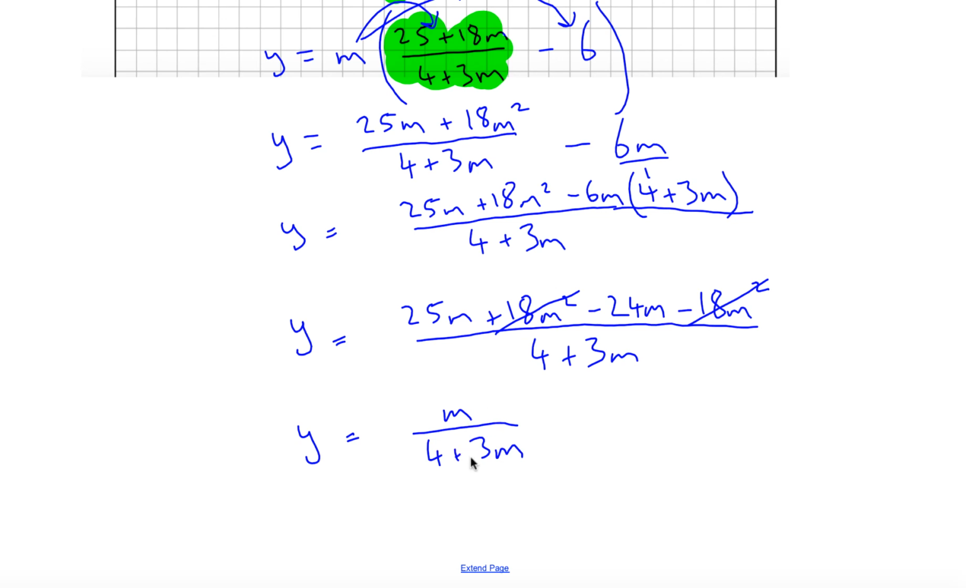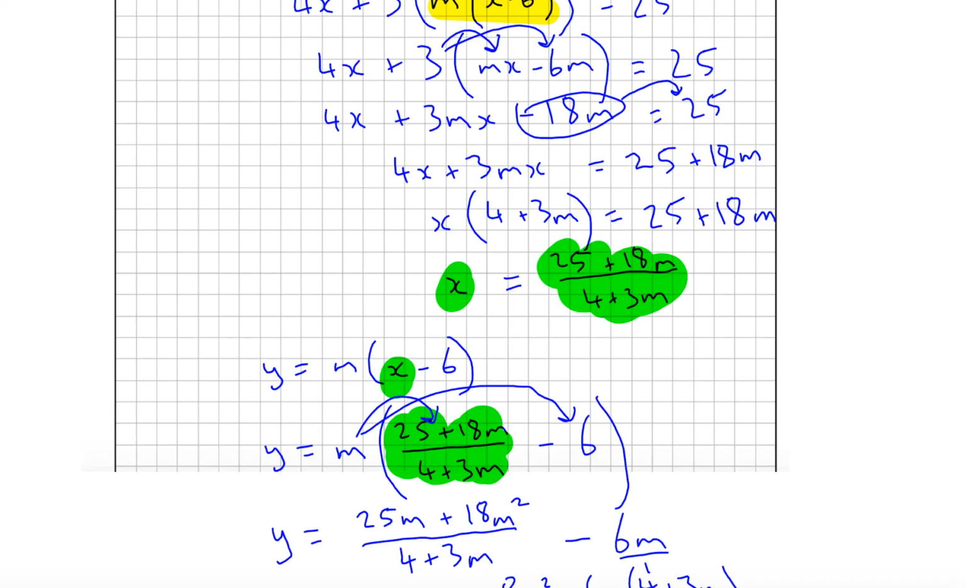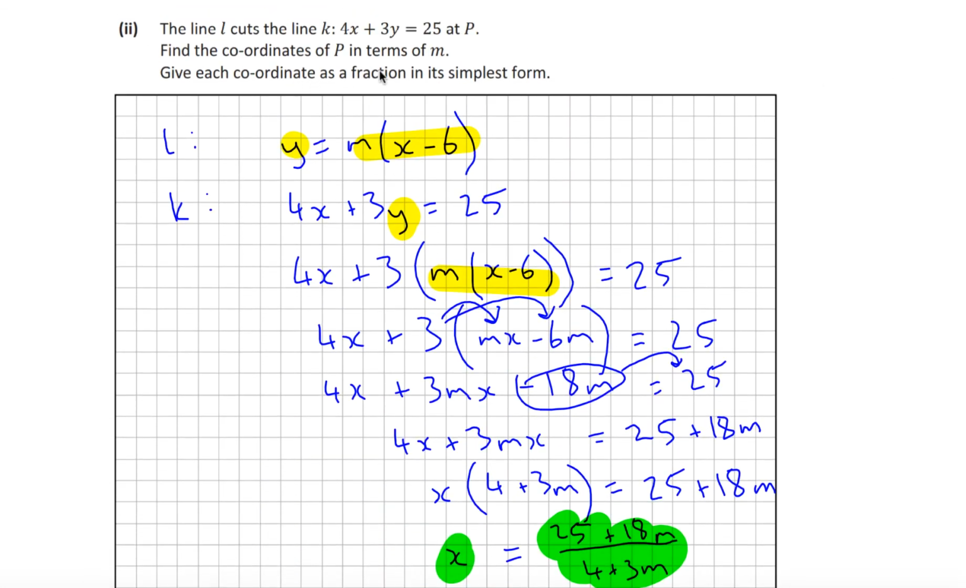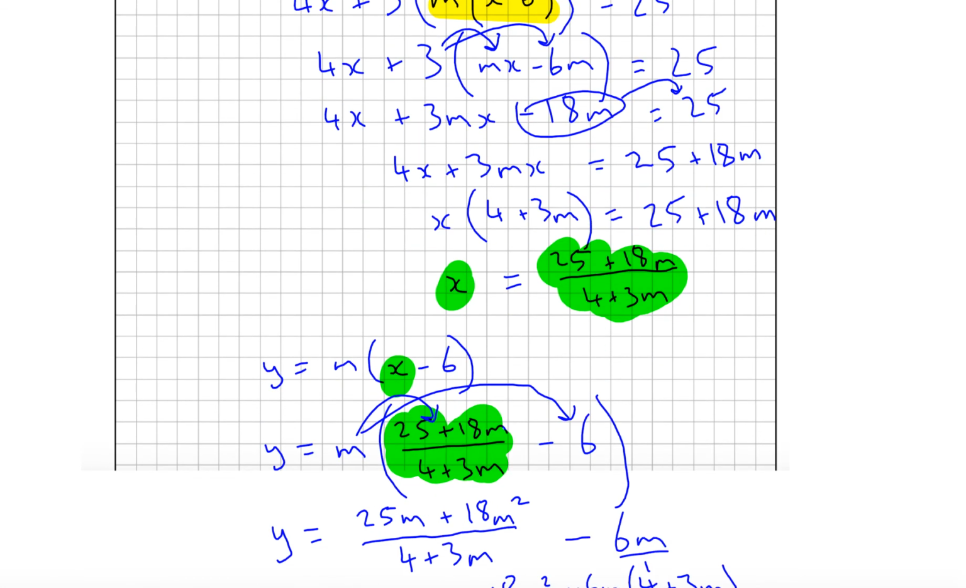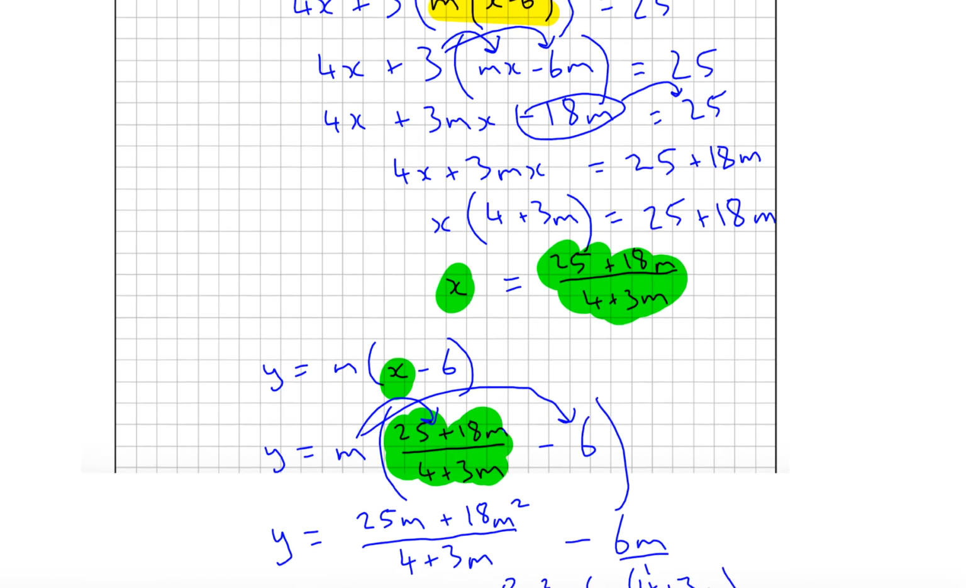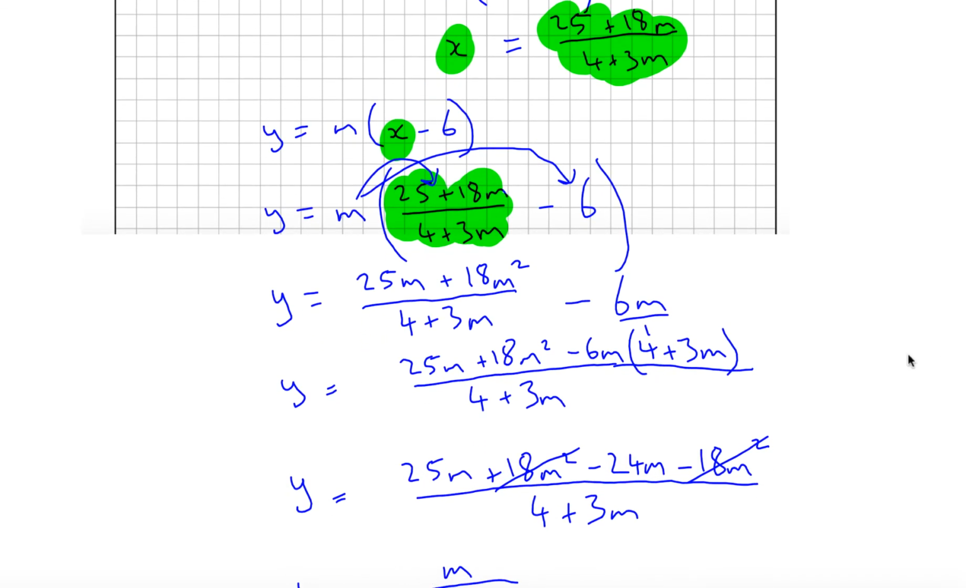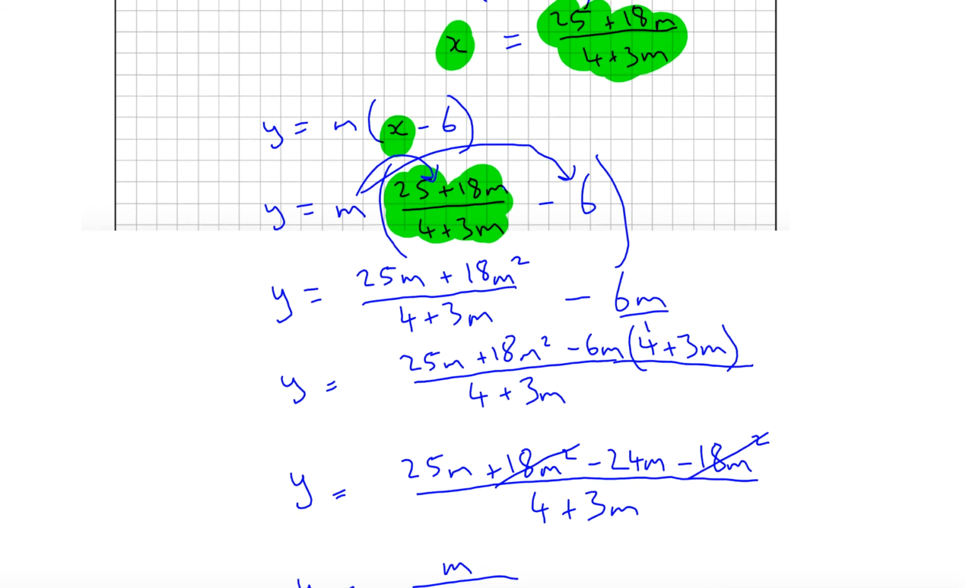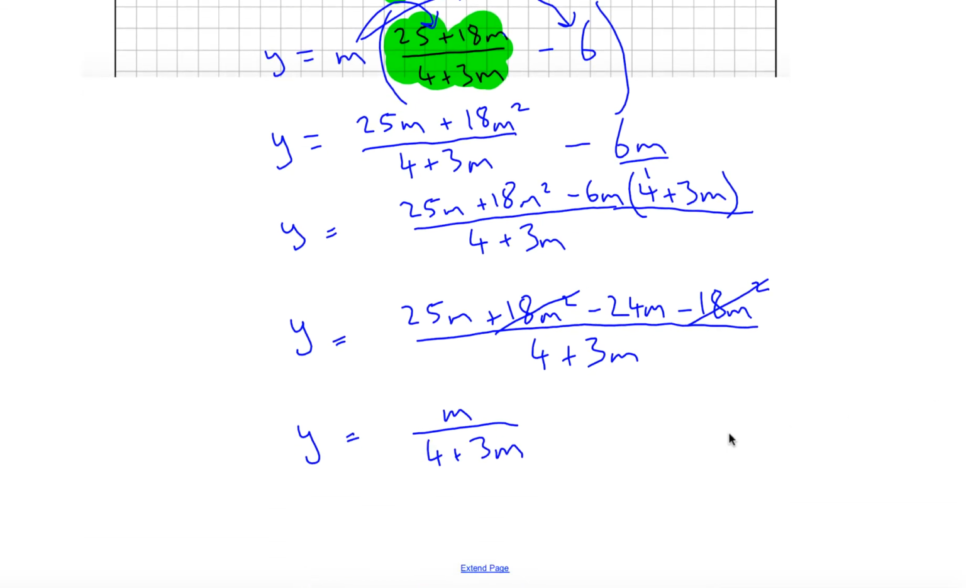So if you remember, the question said, give each coordinate as a fraction in its simplest form. So the x coordinate we had was this one here. And that's in its simplest form. There's nothing I can factorize top and bottom here. So 25 plus 18m over 4 plus 3m. And then the y coordinate is m over 4 plus 3m. Again, nothing you can factorize here. So that's the end of question 2.